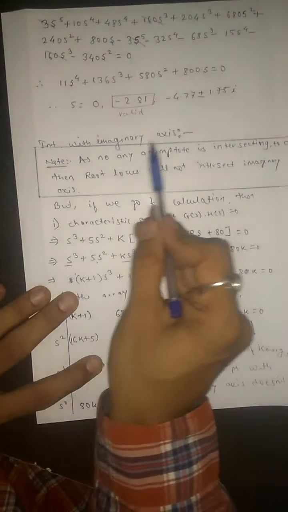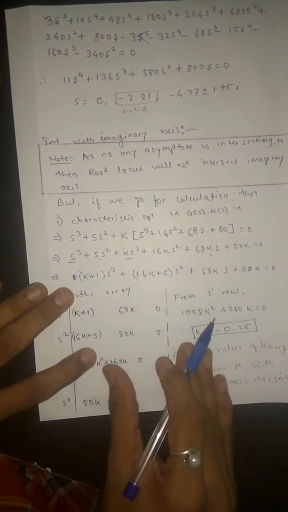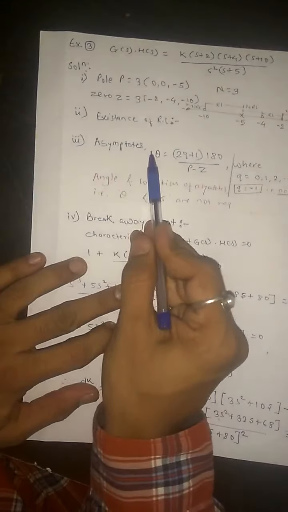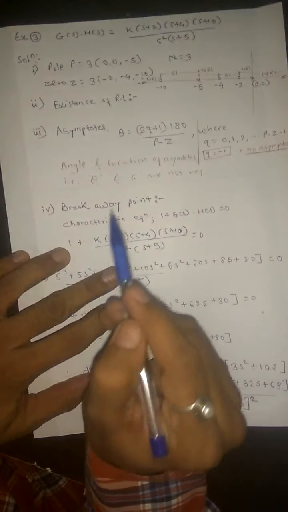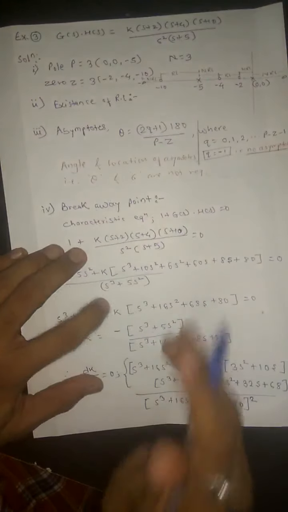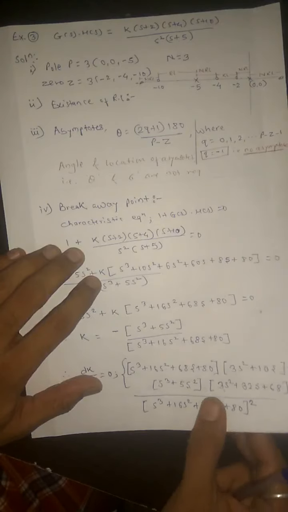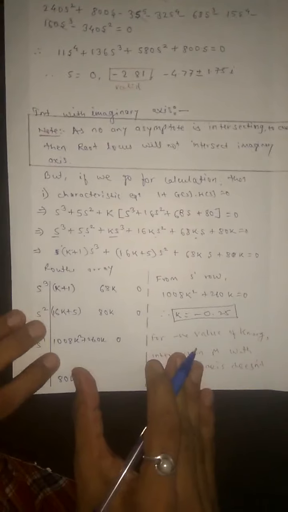Then, intersection with the imaginary axis. As we already discussed, we don't have any asymptote here, as the asymptote is not intersecting with the imaginary axis. That's why there is no need to calculate the intersection of the root locus with the imaginary axis. So you can avoid that step.